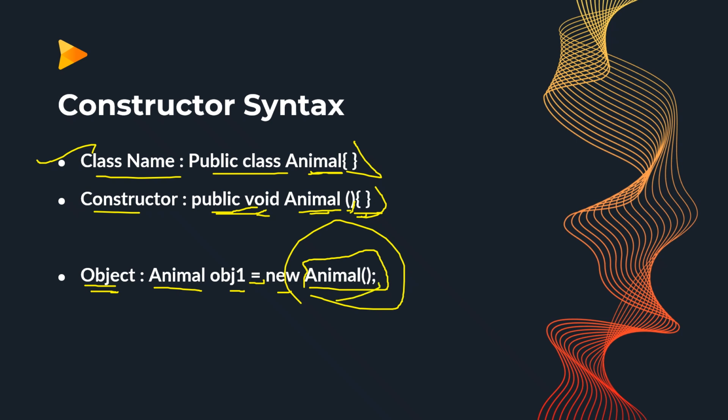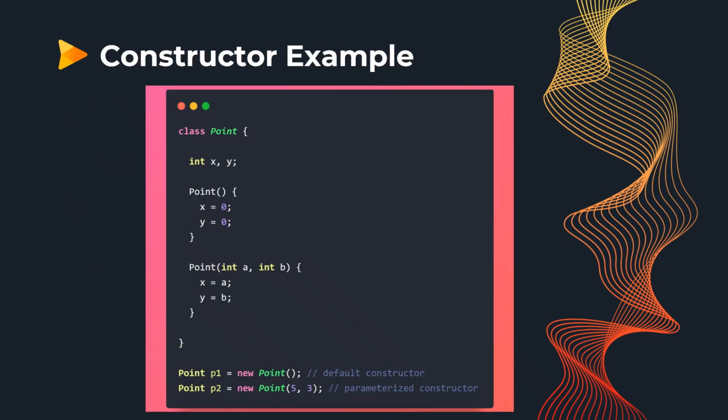So this is a default constructor. We are going to see other types of constructors. Now we are going to see one program which is based on a constructor. This is a constructor example, so we are going to see it in our programming.